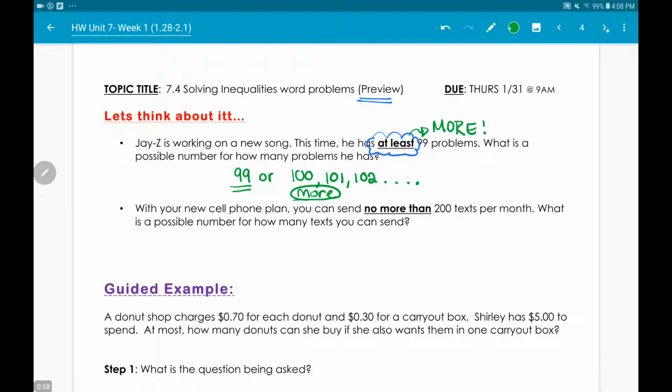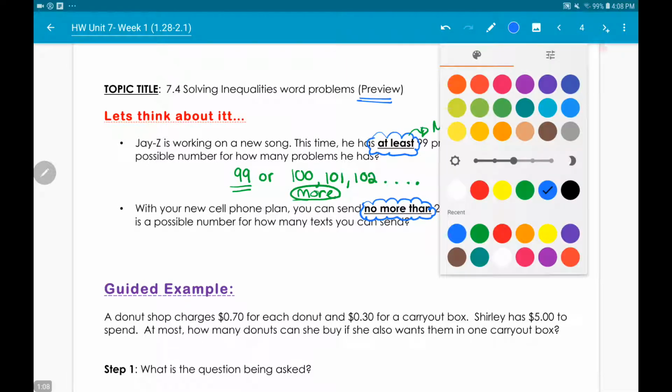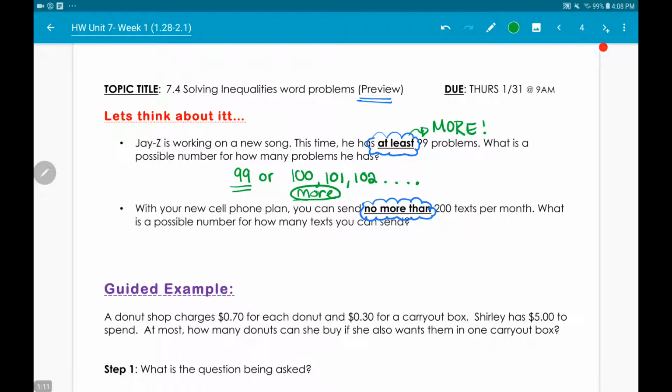Okay, let's look at number 2, or bullet point number 2. With your new cell phone plan, you can send no more than 200 texts per month. Does that mean more text or less text? So this one actually means less. So that means I can send 200, 199, 198, and so on. So I can send 200 or less. I cannot send more. No more than. All right?